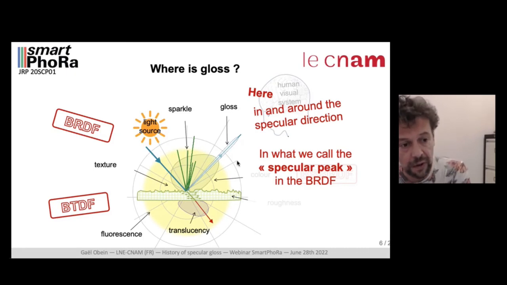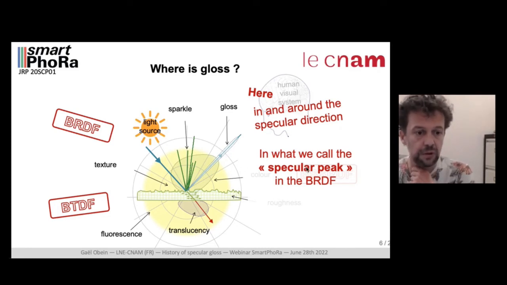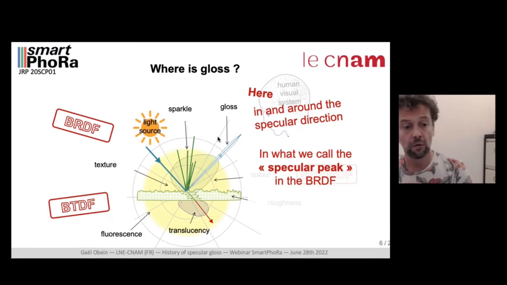This particular area of the bidirectional reflectance distribution function, the BRDF, is what we call the specular peak, the region where you collect the light that is reflected only by the surface. It's not the part of the light that will create the color, which is the light that will cross the surface and interact with the pigment. It's the light that is reflected only by the surface.